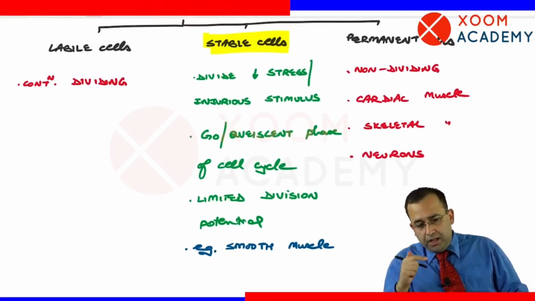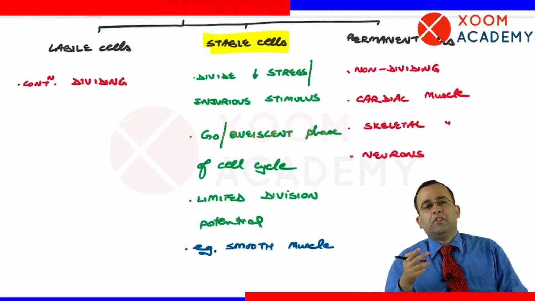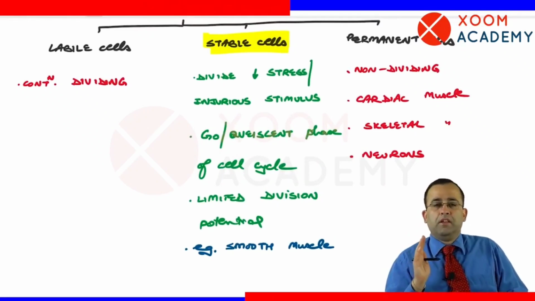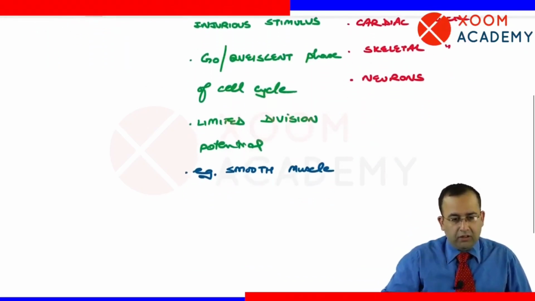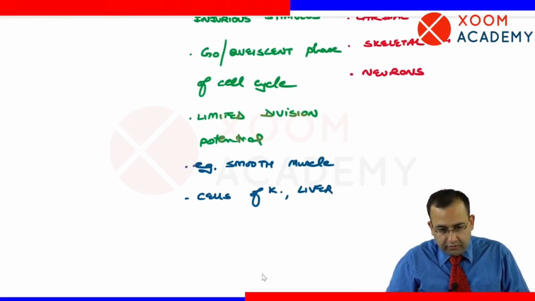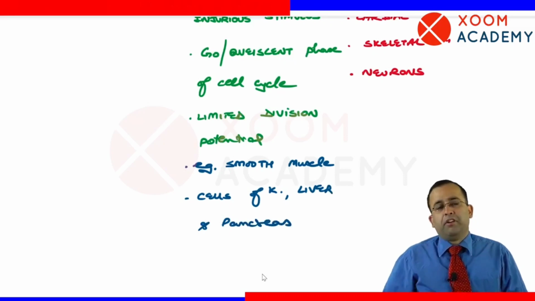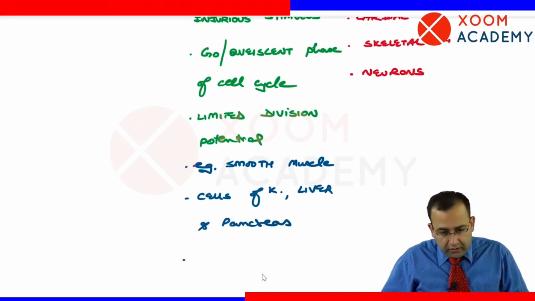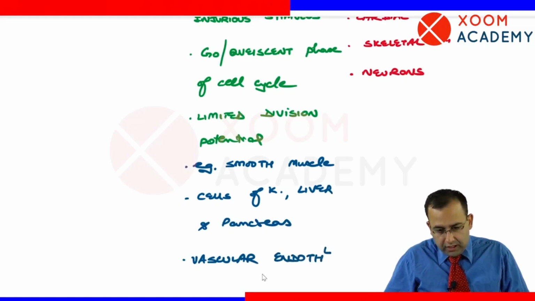Next point, main question जो इस पे आता है, that is the examples of stable cells. Stable cells कौन कौन से हैं? That is smooth muscle. Next example is cells of kidney, liver and pancreas. Next example is vascular endothelial cells.